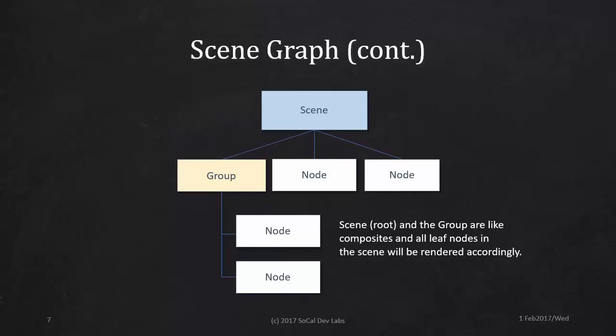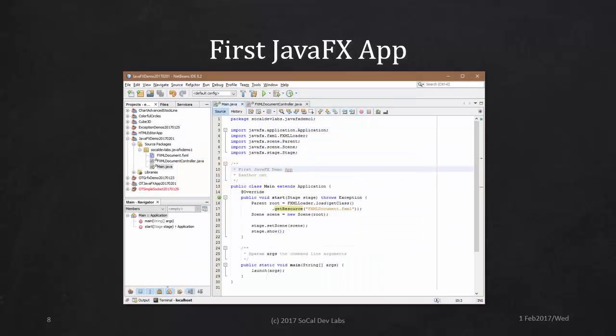In this slide, what we are seeing is a possible composition of a scene graph. Scene is the root right now, and down below there are three child elements. One of them is a group, the other two are leaf nodes, and incidentally the group has two leaf nodes itself. In this situation, the scene and the group are acting like composites, as we just described, based on the Gang of Four pattern. We will be starting coding soon using Oracle's NetBeans IDE, but let's take a look at the code first.